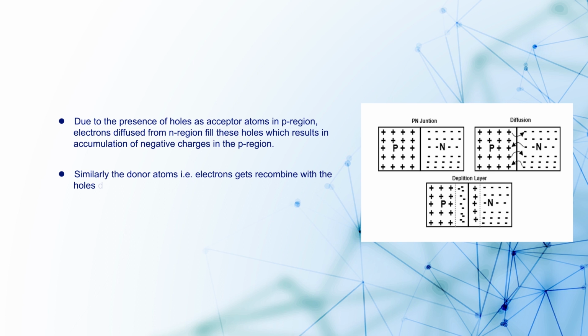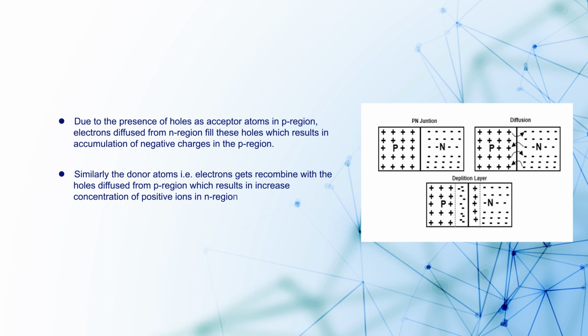Similarly, the donor atoms, that is the electrons, get recombined with the holes diffused from the p region, which results in increased concentration of positive ions in the n region. This means that the holes, which are the majority carriers, move from the p region to the n region and recombine with the electrons, and a positive charge is accumulated, or we can say that the positive ion concentration increases at the boundary of the n region.